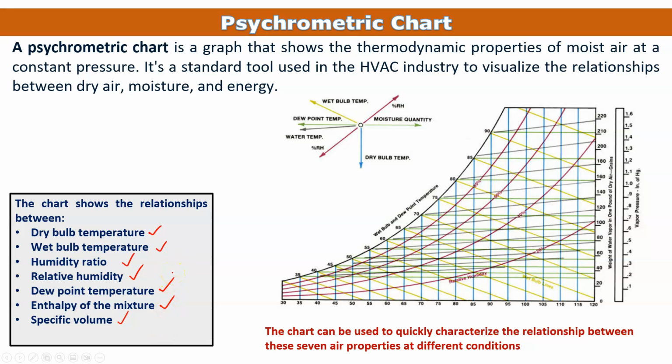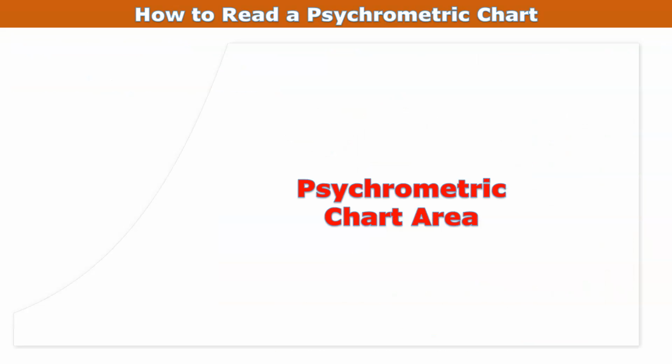Now I'll show you how to read the psychrometric chart, and then I'll take one example and show you how to find the other air properties if any 2 properties are given. First, how to read the psychrometric chart, I'm going to explain. So here I'm putting one blank psychrometric chart, and this is the psychrometric chart area.